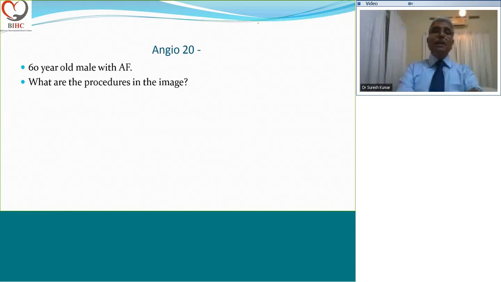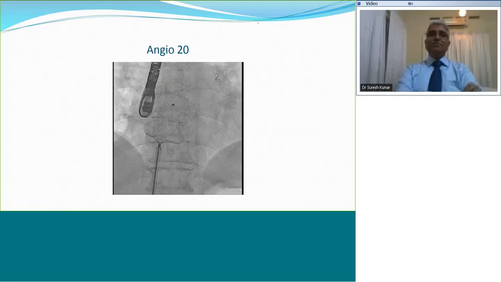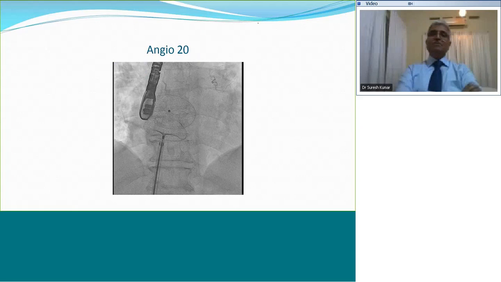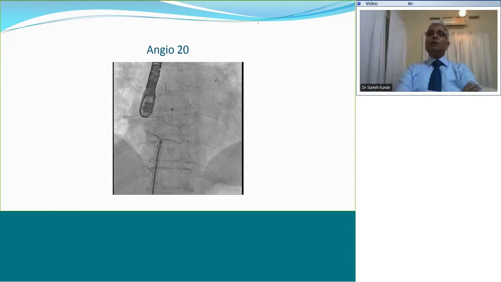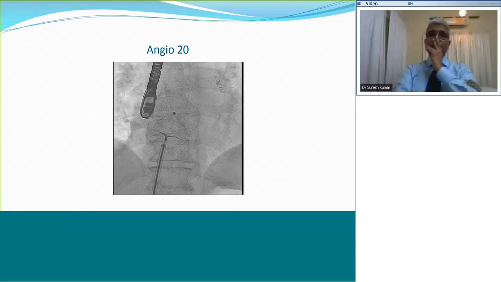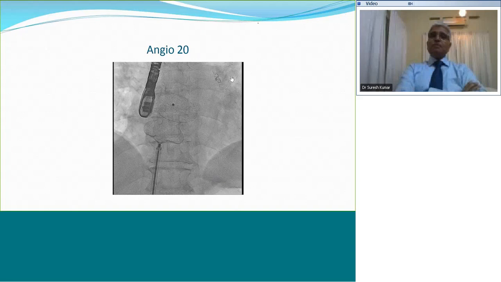Here is the last angiogram. It's a 60-year-old male with atrial fibrillation. There are two procedures shown here. Tell me what they are. Or at least there are two devices shown here. One procedure and two devices. ASD device first, of course, I would expect you to say. So tell me, what is the other device? I hope you have noticed it. Here.